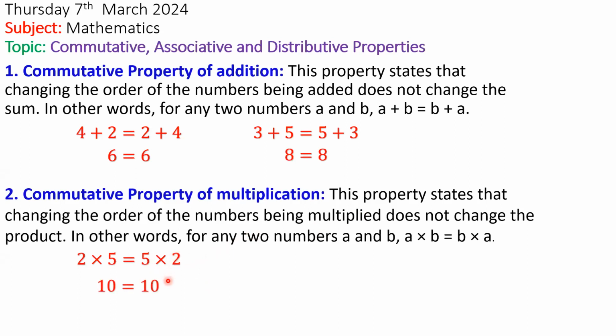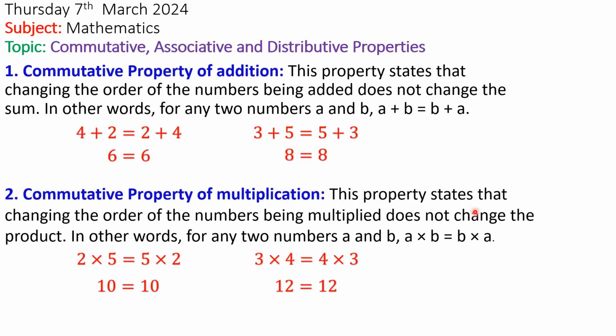So it doesn't matter. And what about 3 times 4? What is that? 12. Very good. And that's also the same thing as what? 4 times 3, which is also 12. All right.